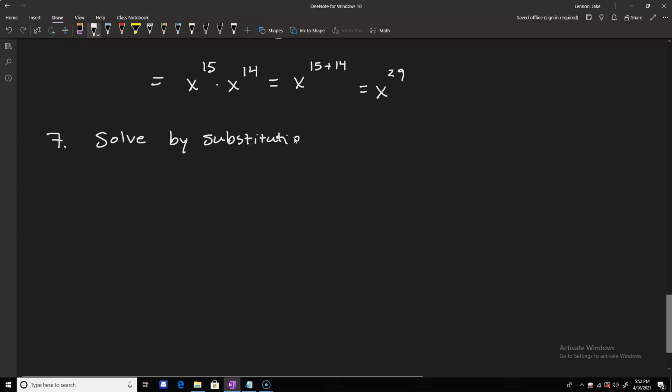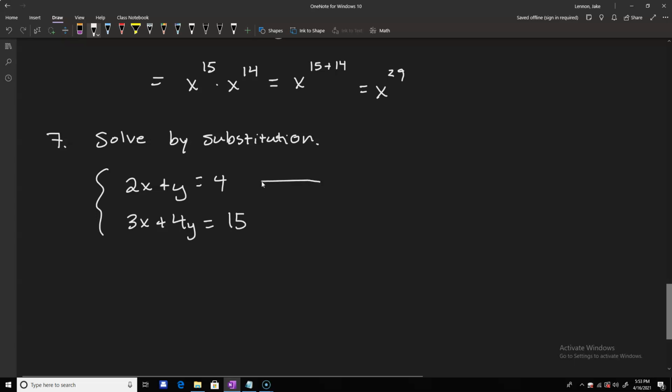Of course, you can just use one method if you really prefer it, but it's nice to know how to be able to do both. So let's say we have 2x plus y equals 4, and 3x plus 4y equals 15. So what I'm going to do first is solve for y in the top equation.